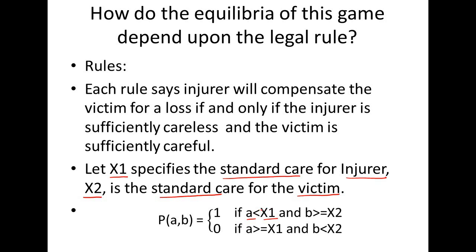Means what? The injurer is responsible for the accident. And here, B, the victim's care, is greater than the sufficient care, meaning the victim is sufficiently careful. So who is responsible for the accident? The injurer is responsible. We know this is a fraction function, which determines what fraction of the loss will be paid by the injurer.